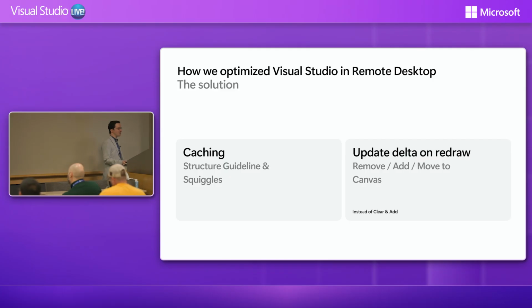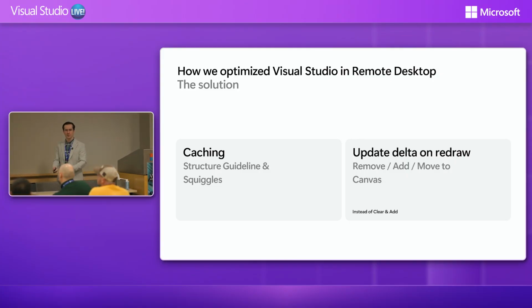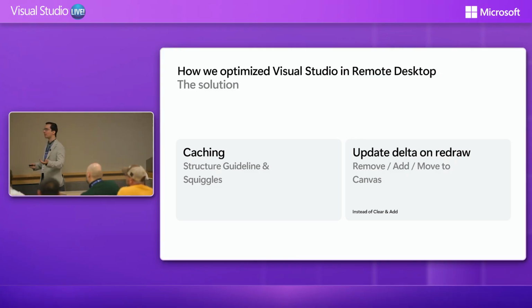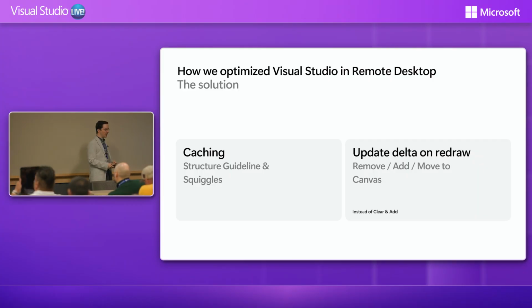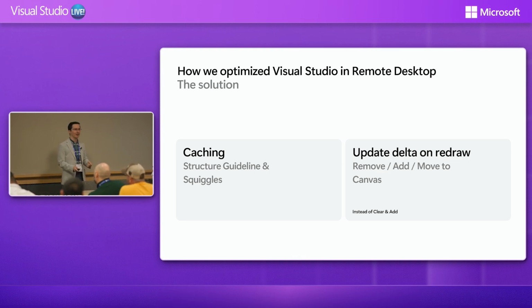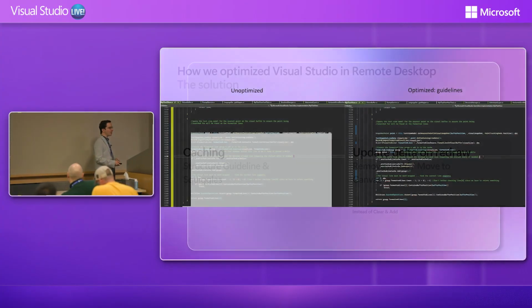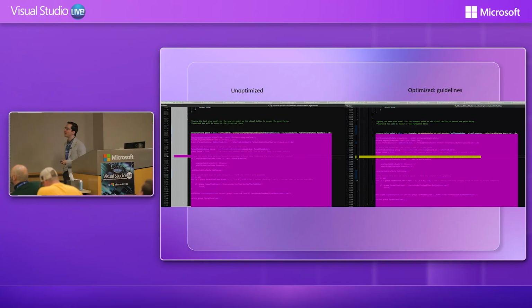So how did we improve that? We use some caching. Essentially, we determine whether the structure guidelines are supposed to change or not, whether the squiggles are supposed to change or not. And if not, we simply don't touch them. Then the Canvas is able to tell WPF that, hey, this thing did not change. Meanwhile, what we were doing before is that we were clearing the Canvas and redrawing most of it again.